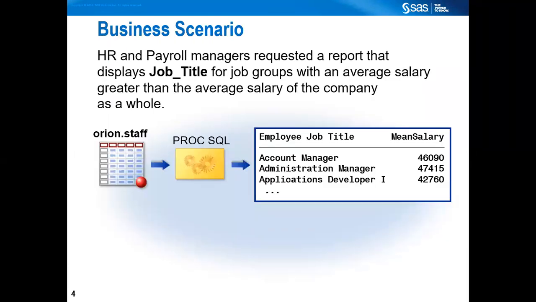So understand here with a business scenario. HR and payroll managers requested a report that displays job titles for job groups with an average salary greater than the average salary of the company as a whole. So what we require is that we have a table for the organization which has the information of salaries. We will calculate the average salary overall for the organization's staff, but we want to find those job groups whose average salary is greater than the overall organization average salary.